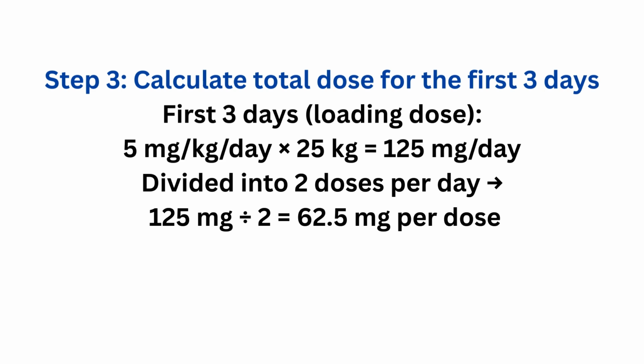Step 3. Calculate total dose for the first 3 days. For the first 3 days, the child is to receive a loading dose of 5 mg per kilogram per day. We start by multiplying the dose by the child's weight. 5 mg per kilogram per day times 25 kg equals 125 mg per day. Since the dose is to be given in 2 divided doses, we divide 125 mg by 2. 125 divided by 2 equals 62.5 mg per dose. So, for the first 3 days, the child should receive 62.5 mg twice a day.